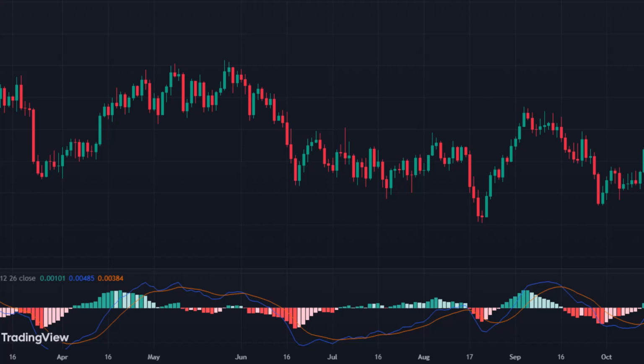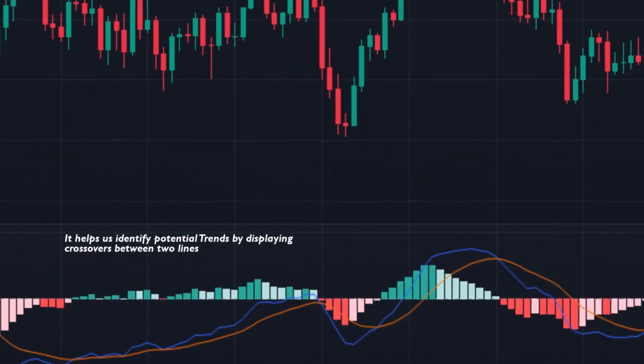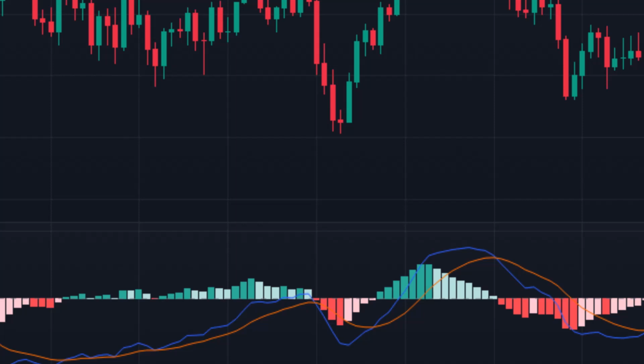So first, I'm sure we are familiar with the mechanics of the classic MACD. It helps us identify potential trends by displaying crossovers between two lines. If the blue line crosses above the orange line, it shows us that the market is potentially bullish and that it would be a good buying opportunity. And if the blue line crosses below the orange line, it shows us that the market is potentially bearish and that it would be a good selling opportunity.